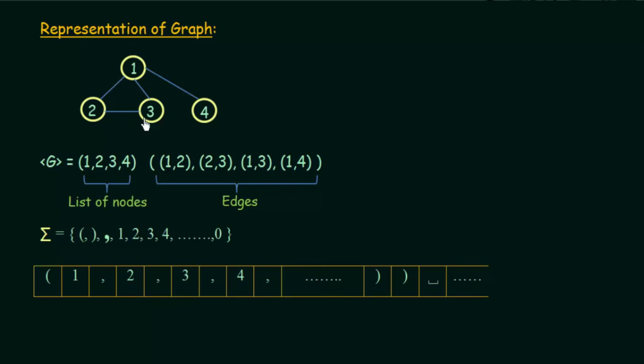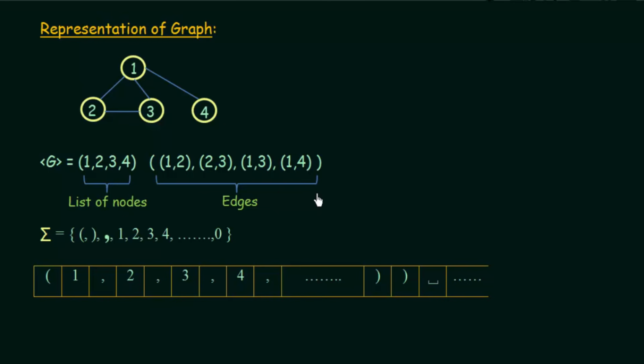Then 2, 3, this is another edge. Then 1, 3, this is another edge, and 1, 4, this is another edge. So whichever edges you have to represent, put them inside this set. So this is how we can represent the graph. Now, we know that in Turing machines we have a tape, and we need to represent these things in the tape.